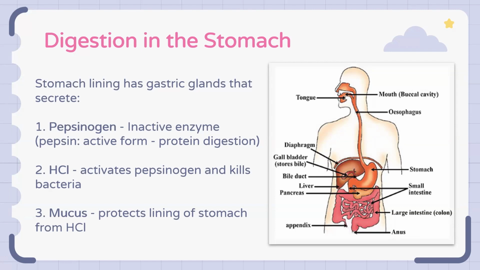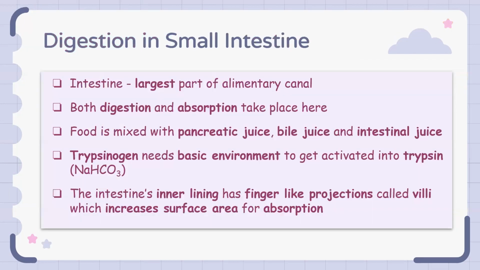Digestion in the stomach. The stomach lining has gastric glands that secrete three major substances. These are pepsinogen, which is an inactive enzyme; HCl, that provides an acidic environment for pepsinogen to activate into pepsin, which digests the proteins in our stomach. HCl also kills bacteria. And lastly, mucus, which protects the lining of the stomach from HCl.